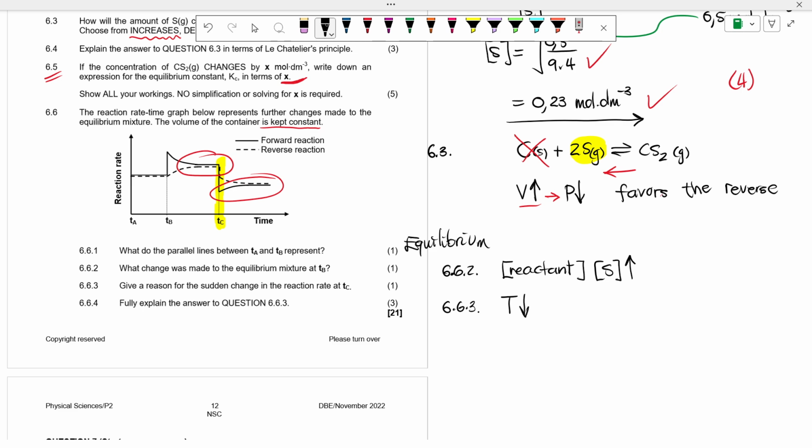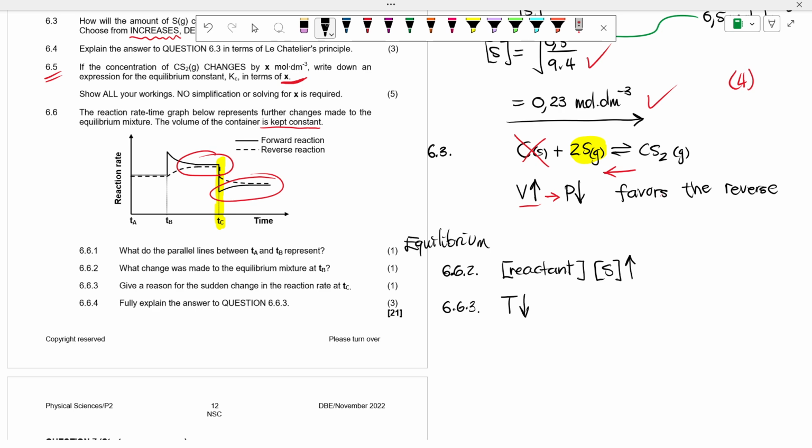Both the forward and the reverse reaction decrease. Therefore, you're just going to say what you see there. Then which one is actually favored at the end? The reverse is favored. Then you can just say the other one decreases or whatever.